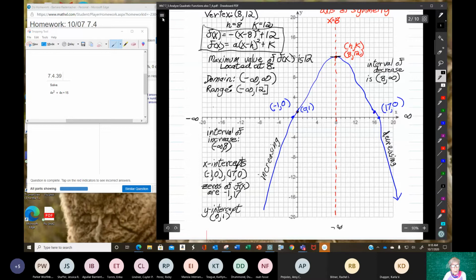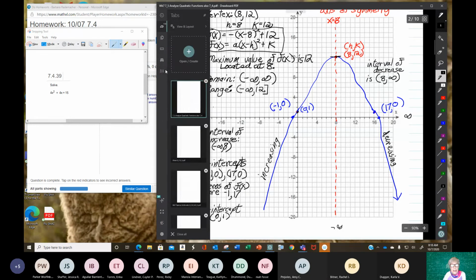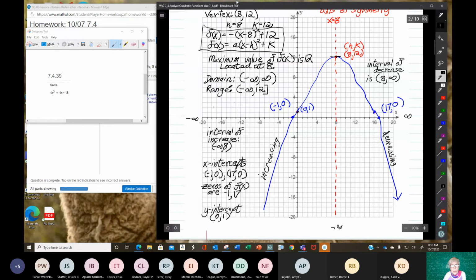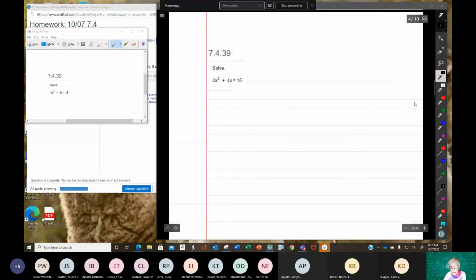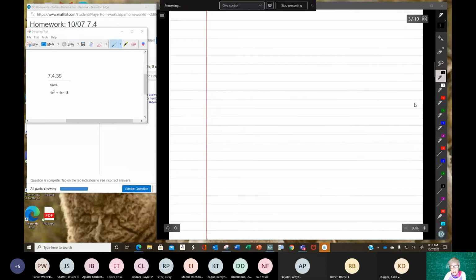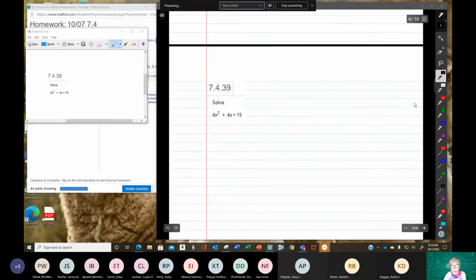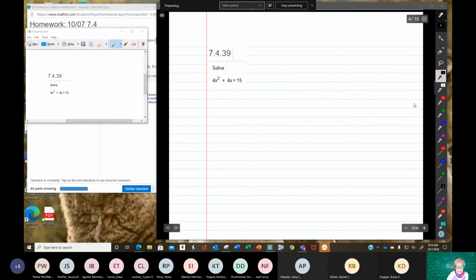So now we're going to actually start doing some math and get away from all this theory stuff. The first thing we're going to concentrate on is finding x-intercepts if they exist. Let's go down to this one. This is a quadratic equation. Notice there's no f of x in it.